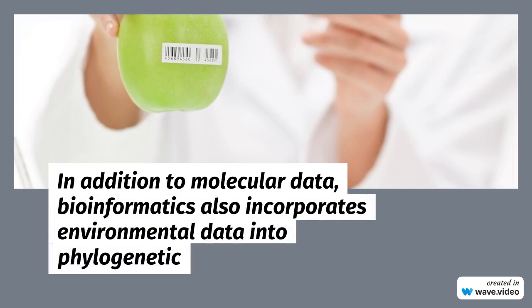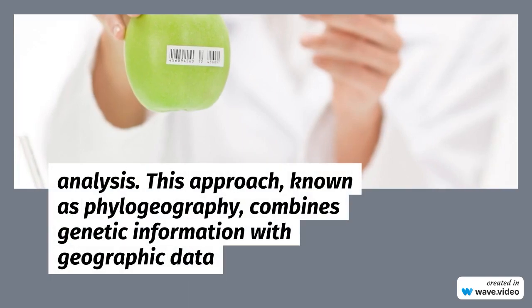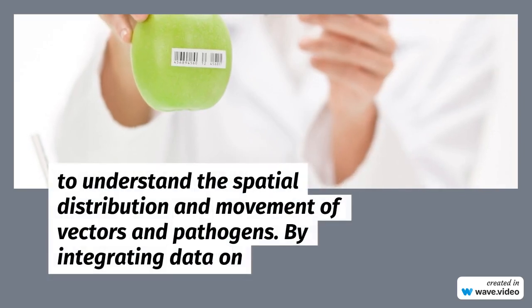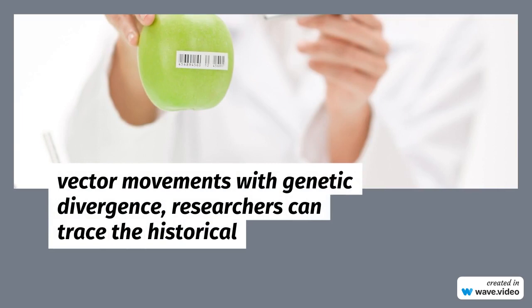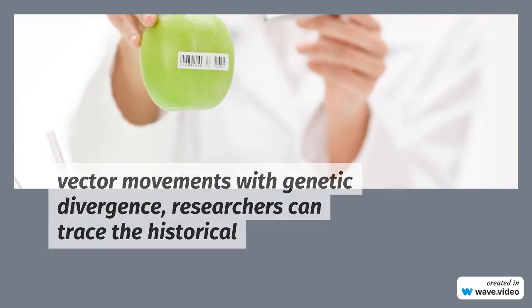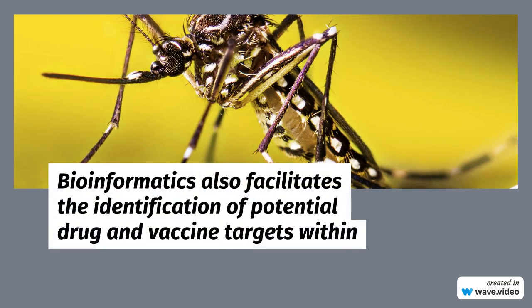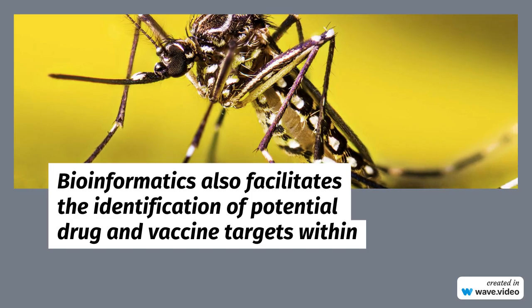In addition to molecular data, bioinformatics also incorporates environmental data into phylogenetic analysis. This approach, known as phylogeography, combines genetic information with geographic data to understand the spatial distribution and movement of vectors and pathogens. By integrating data on vector movements with genetic divergence, researchers can trace the historical pathways of vector-borne disease transmission.